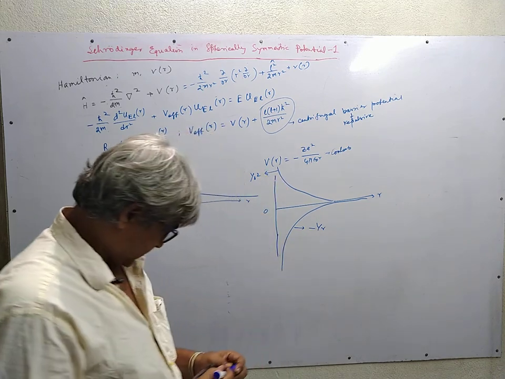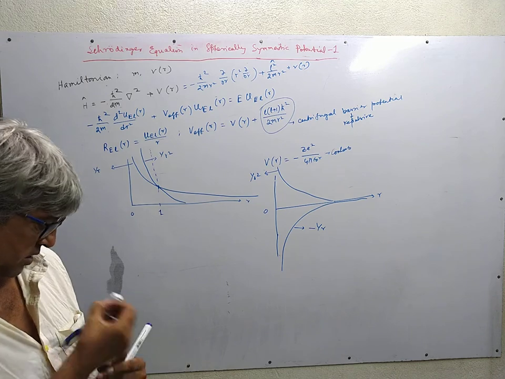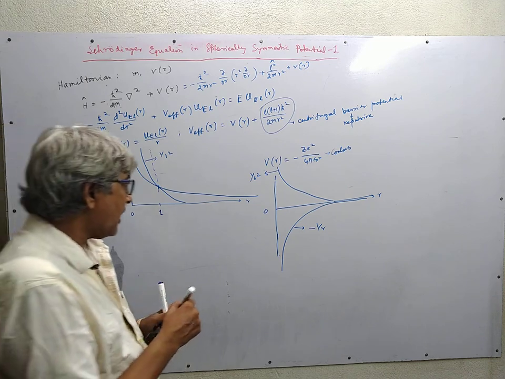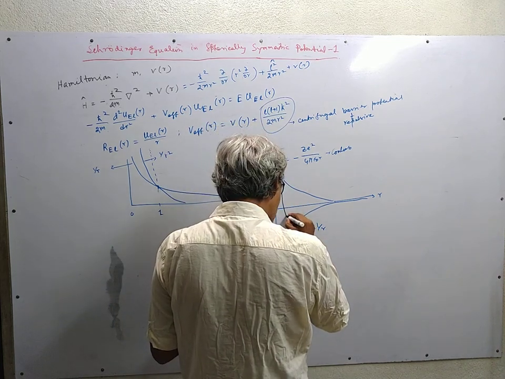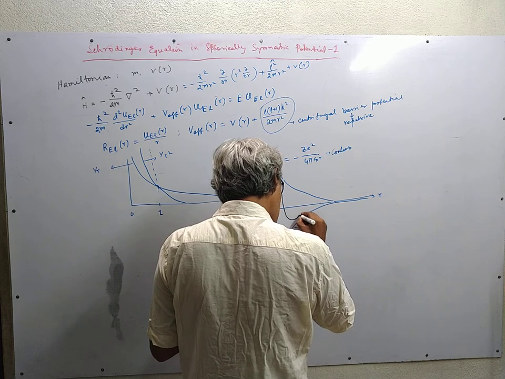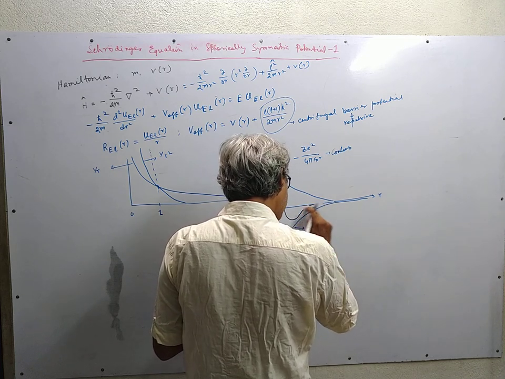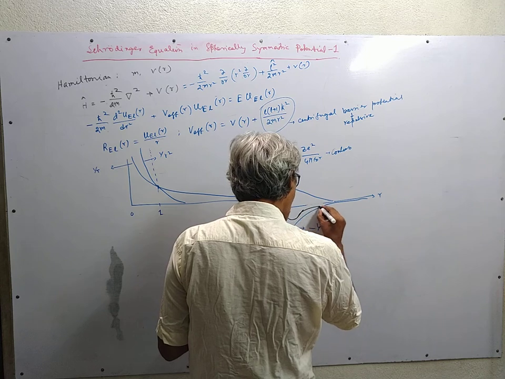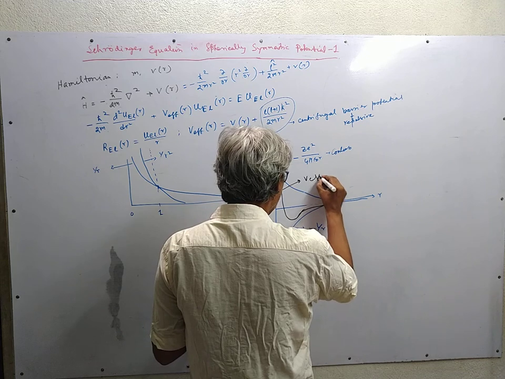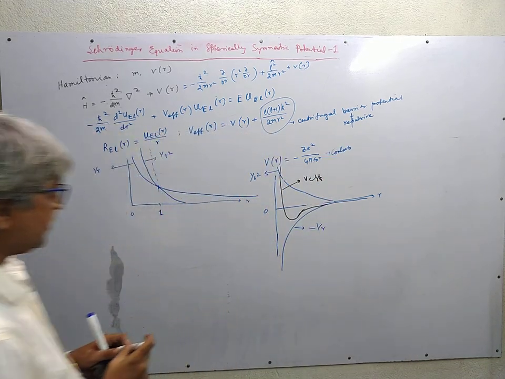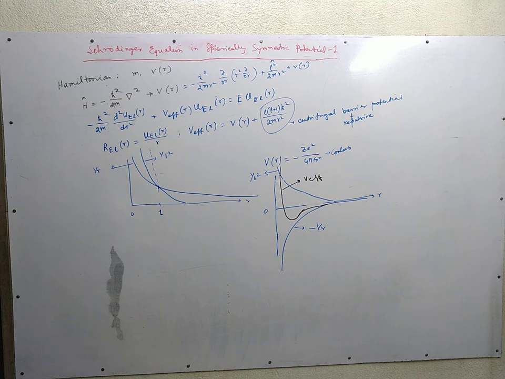So what is the resultant potential? At small values of R, it is the dominant part. So the potential will be repulsive at small separation and will approach the Coulomb potential at long distances. So this is the effective potential when V is the Coulomb potential. So the centrifugal barrier potential prevents the electron in the case of the hydrogen atom from coming down to the nucleus.